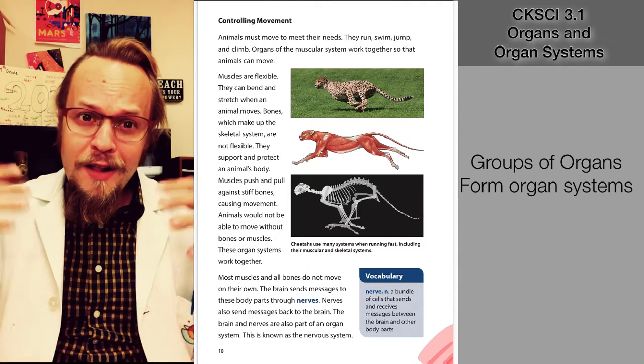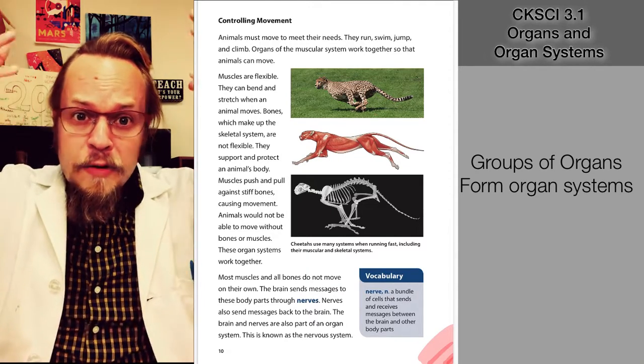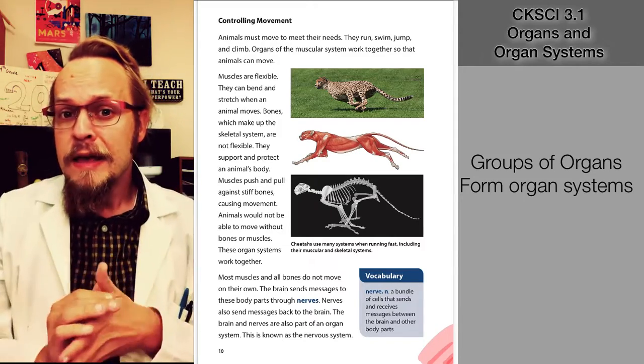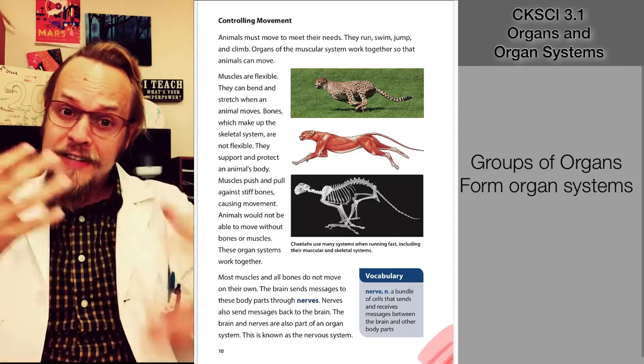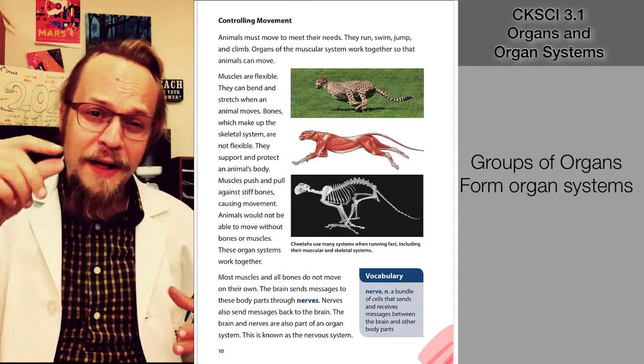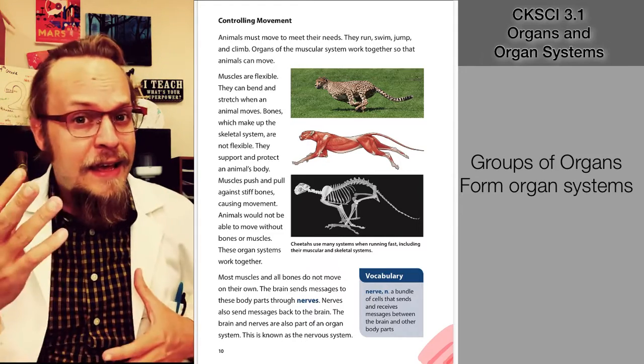So all of our organs work together in organ systems to form organisms. And all of these are built out of tissues, which are built out of cells, the smallest form of life in both plants and animals.